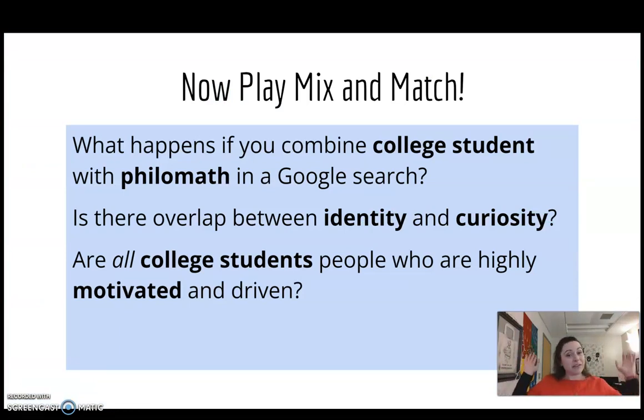And so now we have all these different pieces. Now it's just about playing mix and match. We're out in the sandbox trying different things. What happens when you combine college student with Philomath in a Google search? Is there overlap between identity and curiosity? Are all college students people who are highly motivated and driven? All of these kinds of questions you can play with in your searching.